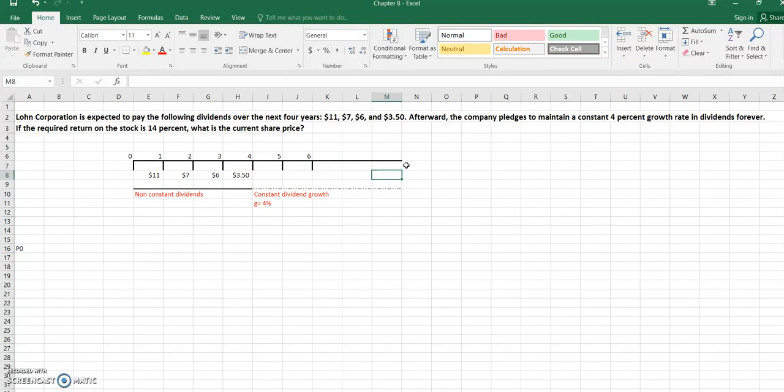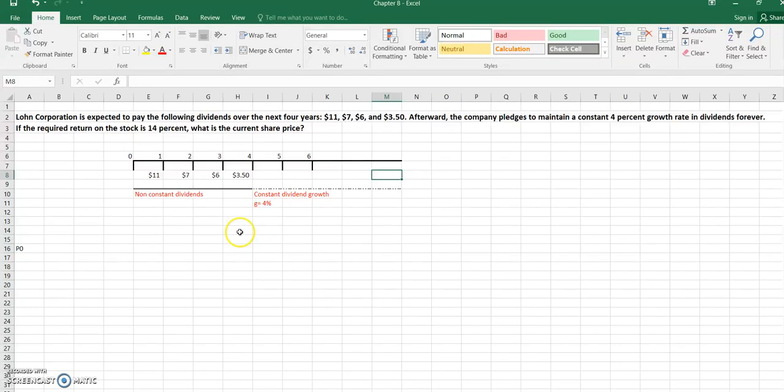That shortcut involves calculating the price at the end of year 4. So at the end of year 4, the dividends are going to grow constantly over time by 4%. And so the price at the end of year 4 that we can calculate will reflect in it all of the dividends received after year 4. Knowing that the dividends are growing constantly over time, we can use the dividend growth model that says that the price at any point in time equals the next dividend divided by R minus G.